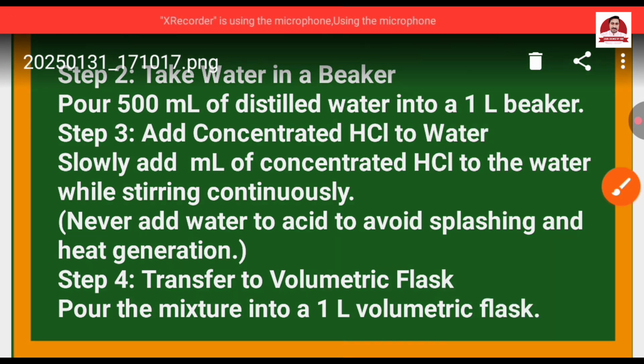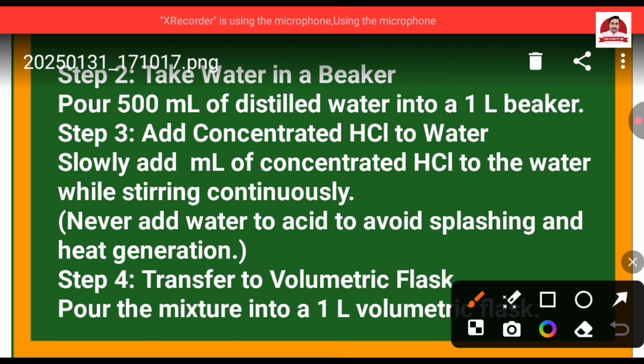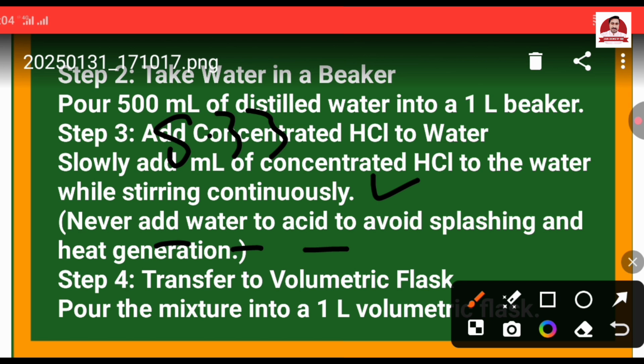In the third step, we slowly add the concentrated hydrochloric acid, 8.33 milliliter, to the water while stirring continuously. Here is the precaution: never add water to acid. We never add water to acid, to avoid splashing and heat generation.